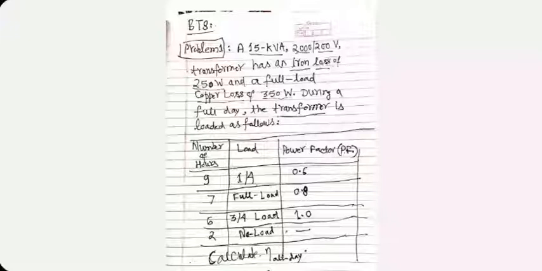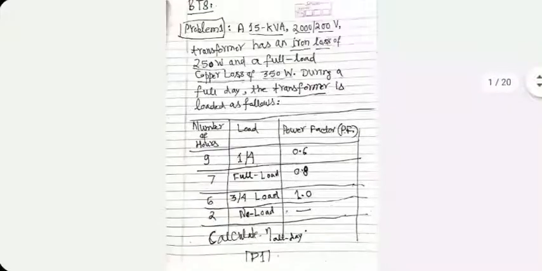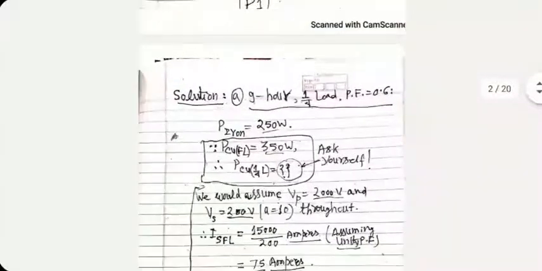Eta all day is the energy output in this period divided by energy input. We calculate energy output, we calculate energy loss, and then the sum of the two will give us energy input. That's how we operate. So in the 9-hour period, the load is 1/4.